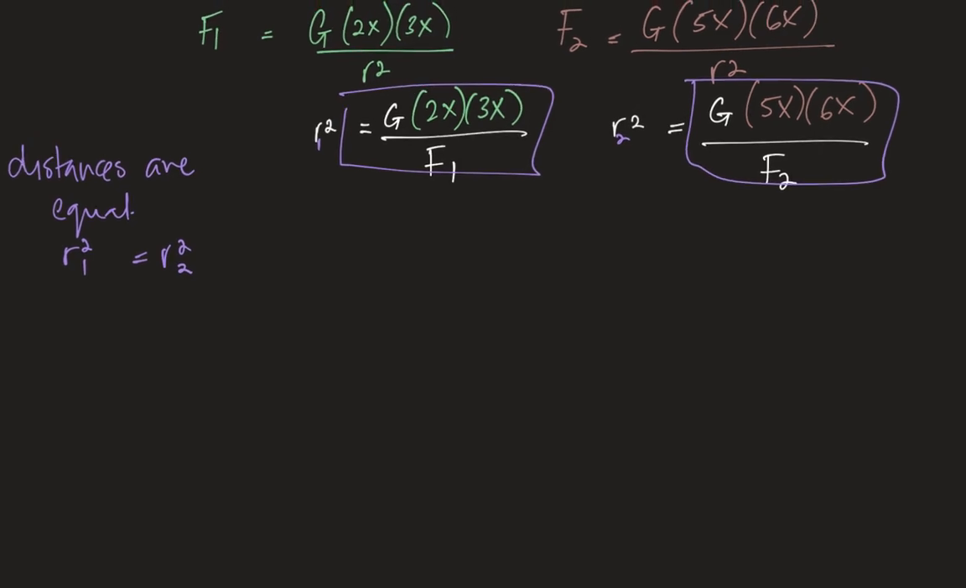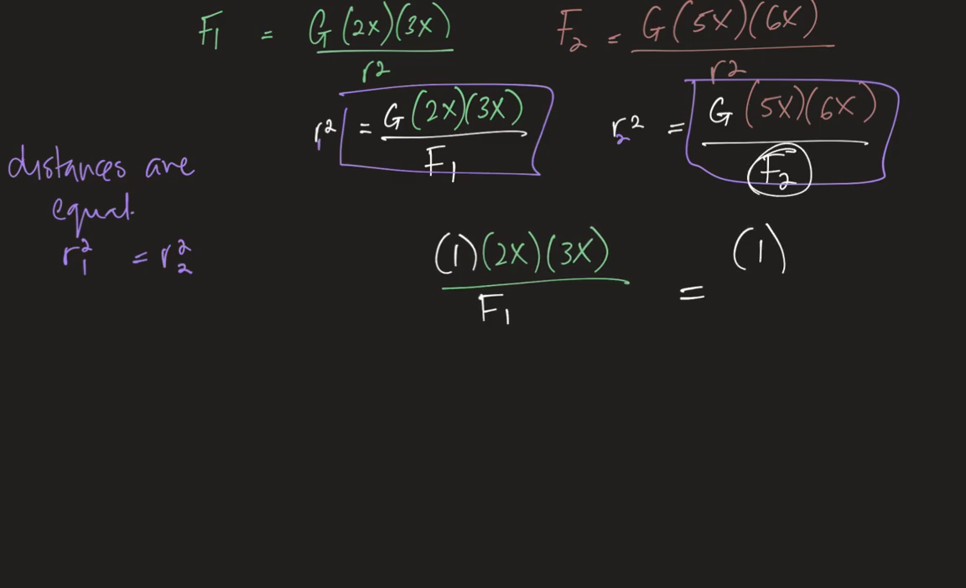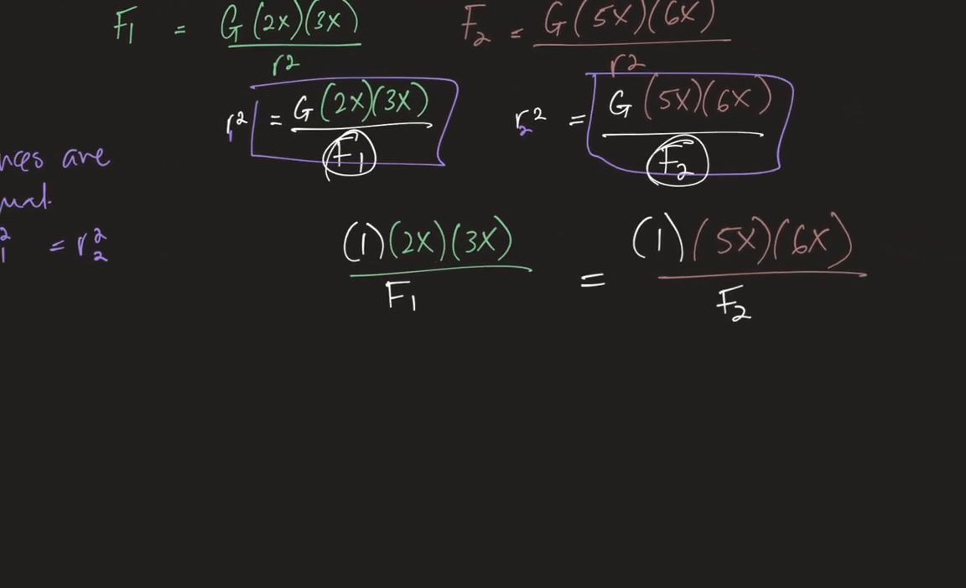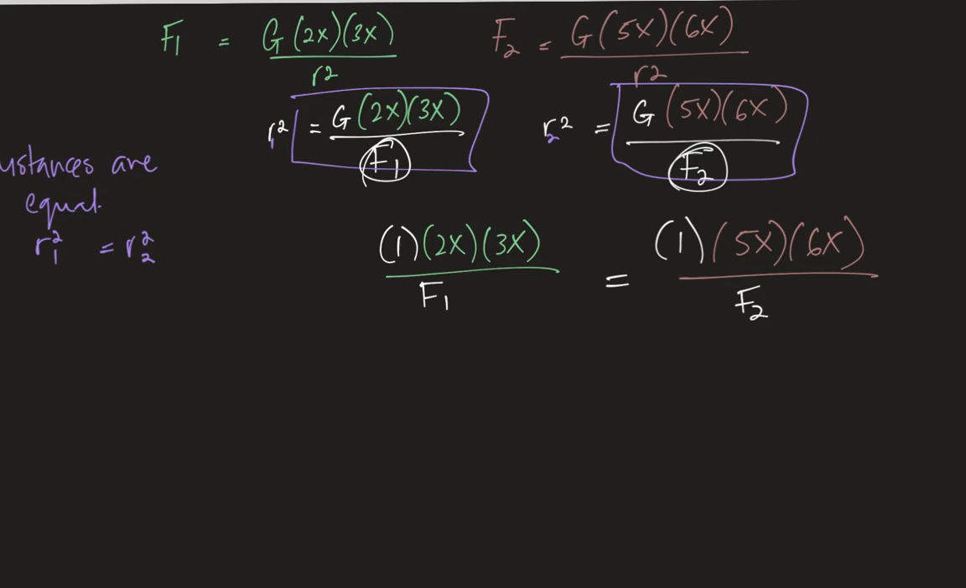So now what I have is my G becomes a 1, and I've still got 2x times 3x all over f1, which is equal to, my G still becomes a 1, substituting that in, and we're looking for force, so we're going to just leave that symbol there, which is still equal to 5x times 6x, and all of that is over f2. Right, now that you have that all equated to each other, let's start doing some basic maths.